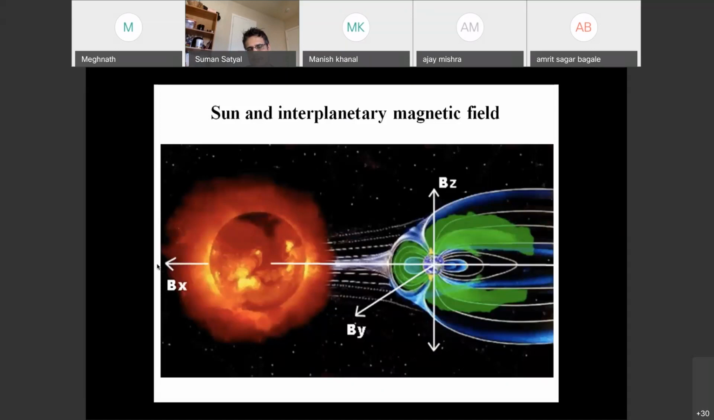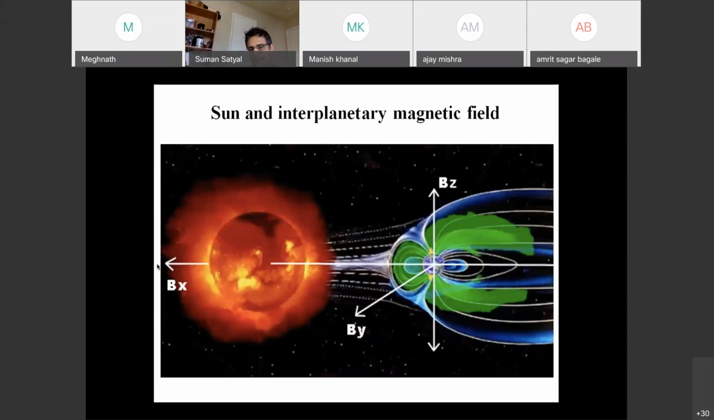And the solar wind has ionized particles, and those ionized particles have a frozen-in magnetic field called the interplanetary magnetic field. When the interplanetary magnetic field is resolved in three different directions, one of them is called the Bx component, which is directed towards the sun. Another is called By, which is directed towards the east, and the other is the Bz component, which is directed towards the north and south.